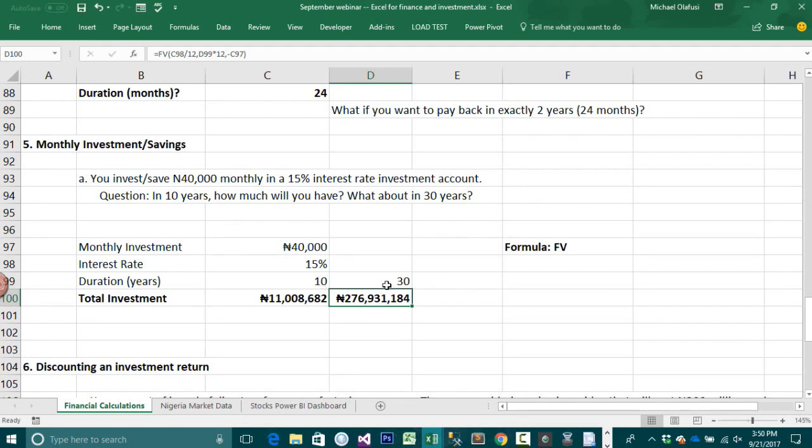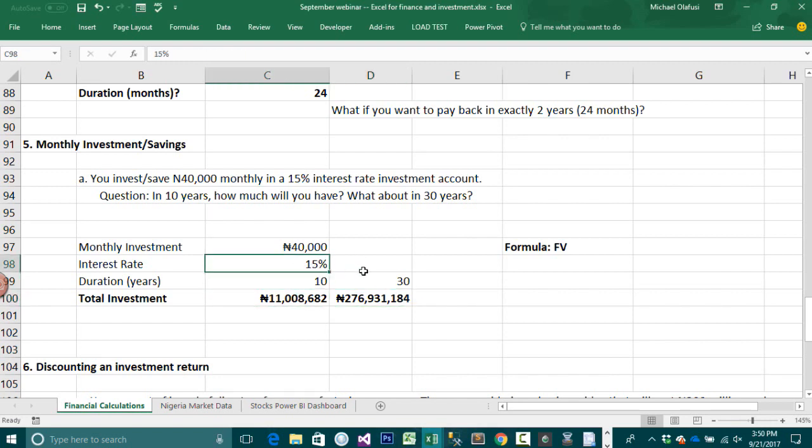Just 20 years difference, but then this is almost like times 20. This is like a 20-fold difference. So it's not just like, you left this for 10 years, you left it for 30 years, so this is like times 3 of this duration. But the effect is not times 3 of this. The effect is like times 25 of this. That again is the power of compound interest.